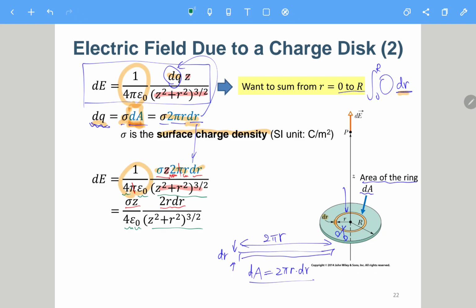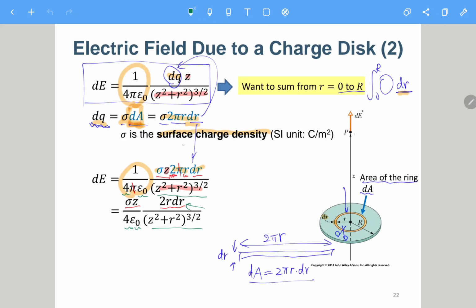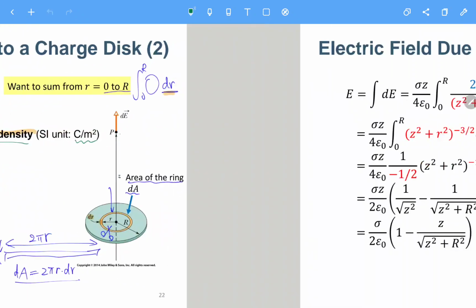Okay, so this is dE, and then we can integrate dE from 0 to R. Because we already have dr here, we can integrate from 0 to capital R to form the total E at point P. One thing I forgot is that this is the surface charge density, so the SI unit should be C over m square rather than C over m. C over m is for the linear charge density. For the surface charge density, the SI unit is different.